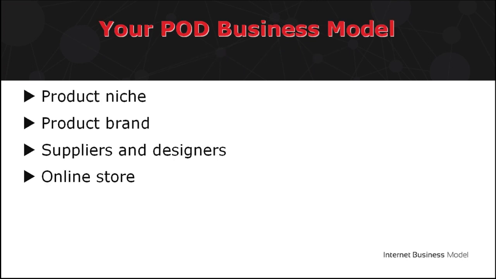For your POD to work, you must first have your: 1. Product niche. It can either be clothing, appliances, bags, or anything that you find interesting and in demand. 2. Product brand. Remember to give your business a brand to help customers identify your service easily. 3. Supplier and designer. List them down so you won't have to be in constant search for more suppliers and designers. 4. Online store. A Shopify online store, Facebook, or Instagram accounts are all you need.